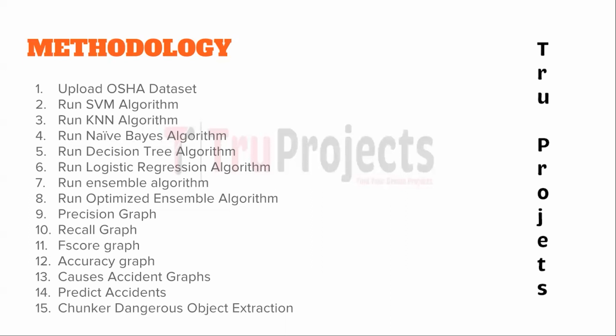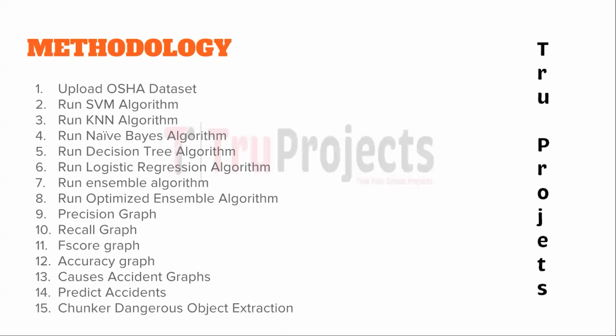And the seventh module is run ensemble algorithm. Using this module, the ensemble algorithm model is generated, where it combines multiple individual classifiers to improve the prediction accuracy. And the eighth module is run optimized ensemble algorithm. It involves running an optimized version of the ensemble algorithm, using sequential quadratic programming, which is a mathematical optimization algorithm.